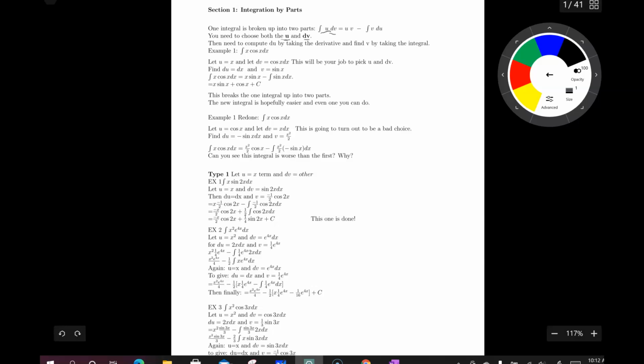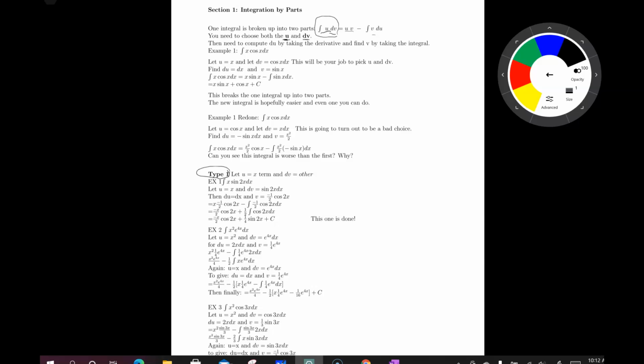It's going to be our choice to identify the u and dv from the original integral, and that will break it up into 2 parts. I'm going to show you and talk you through many examples and show you different types. This isn't usually in any textbook. Every textbook uses u and v for integration by parts, even though they're very close to each other, so you're going to have to be careful.